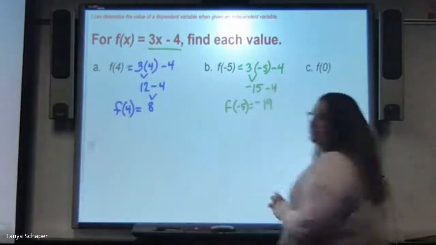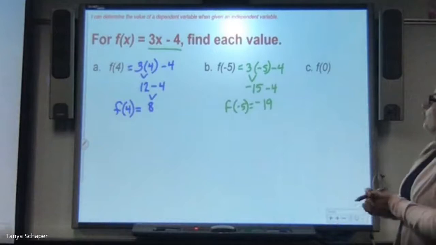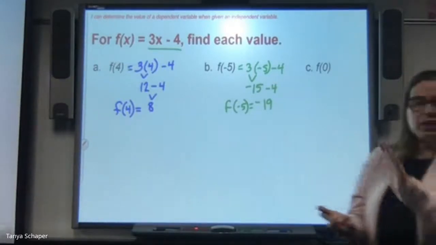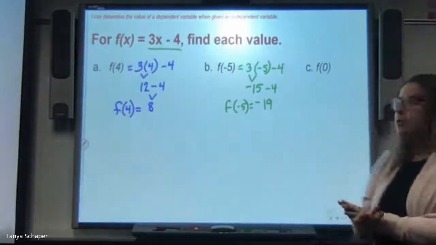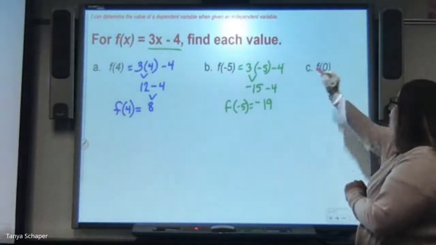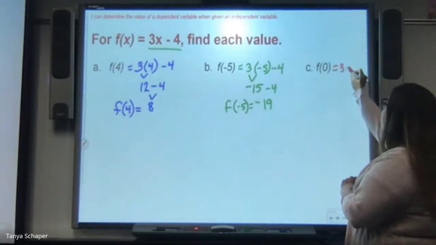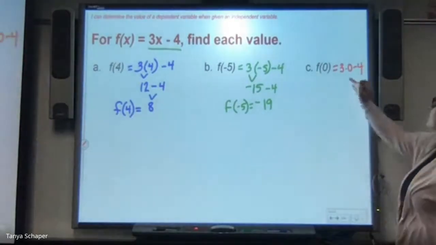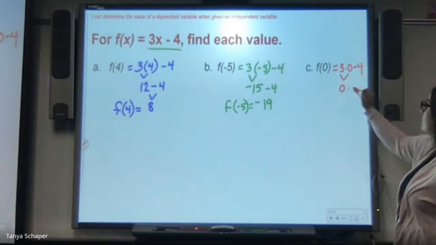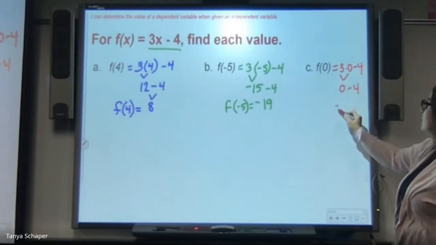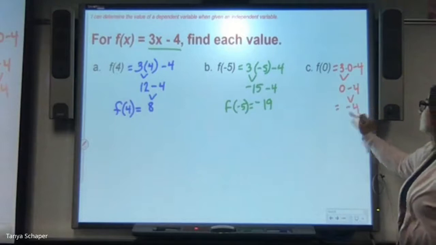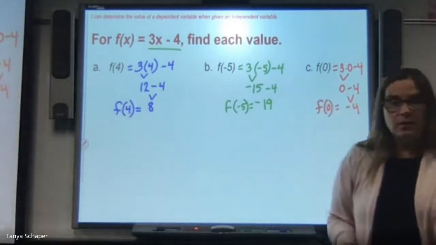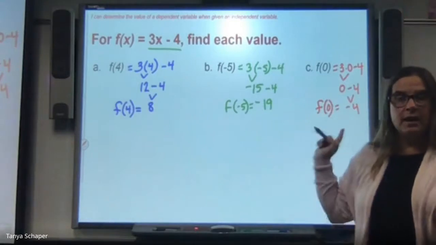This last one, right here. We're going to find the value of the function when your input, when your x value is 0. So we're going to put 0 in for x. So it becomes 3 times 0 minus 4. 3 times 0 is 0, minus 4 is -4. So the value of the function when x is 0 is going to be -4.